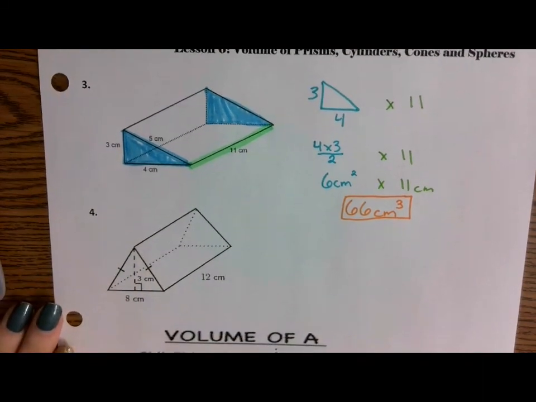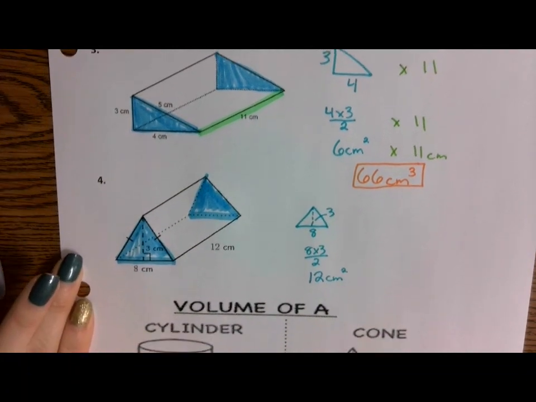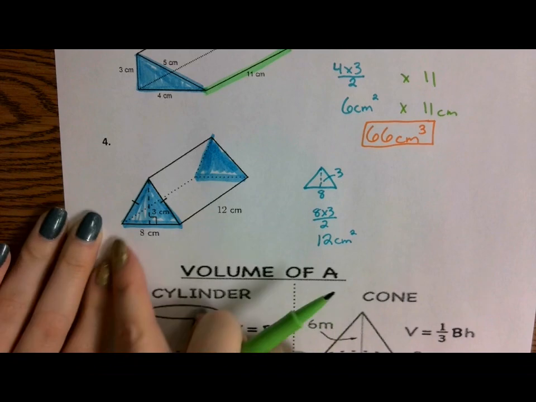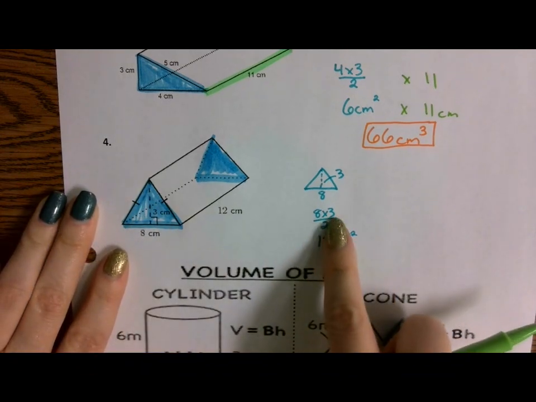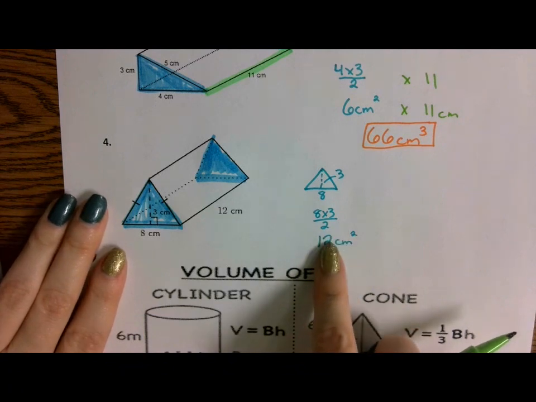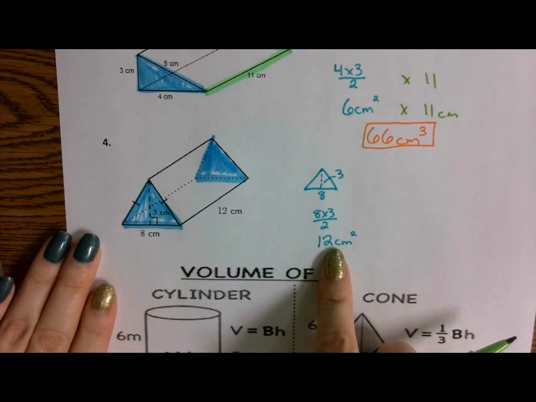Go ahead and do problem 4 on your own. Taking a look here, we've got the 2 triangles. We've got the triangle that's an 8 for the base and a 3 for the height. So 8 times 3 comes out to 24, divided by 2 gives you the 12. So you have 12 centimeters squared for the area of the triangle.